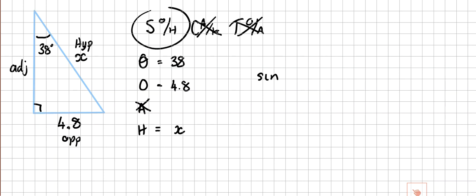So I've got sine of 38 equals opposite over hypotenuse. So 4.8 divided by x. Okay, so he kind of has that, that's right. Who put the x on the top? Got to be careful because the unknown thing could be anywhere.